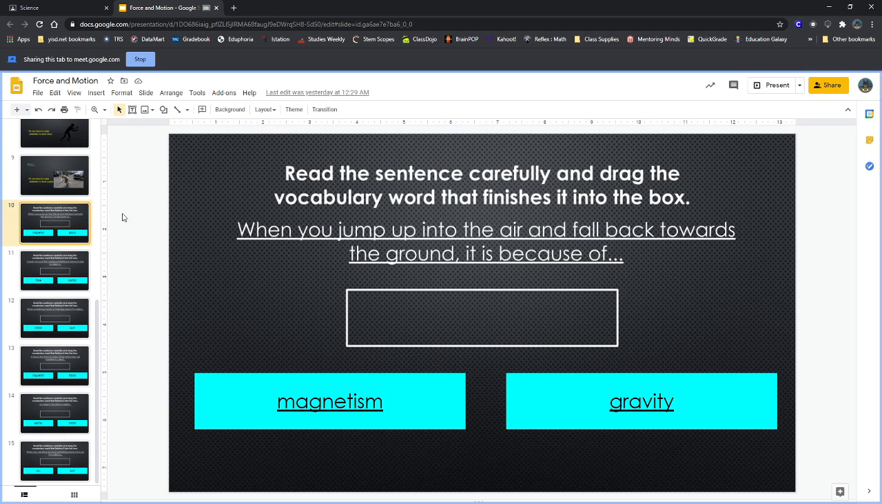So the first one says, when you jump up into the air and fall back towards the ground, it is because of blank. So if you think that you fall down because of magnetism, you're going to grab this box and put it here. If you think gravity is the reason why you fall back down to the ground, you're going to take that box and put it there. So whichever word you think belongs at the end of that sentence, you're going to drag it up into this empty box here. When you jump up into the air and fall back towards the ground, it is because of blank. Either magnetism or gravity. Drag whichever word you think makes sense into that box.